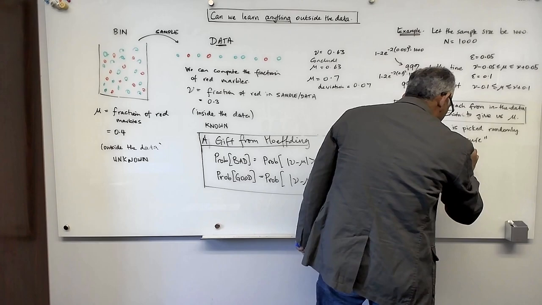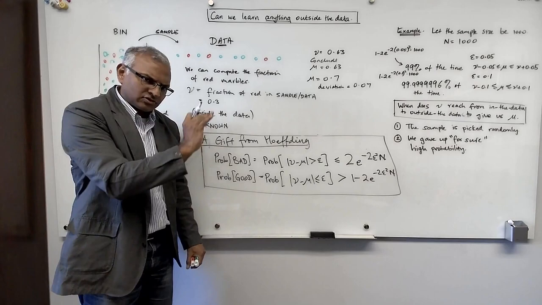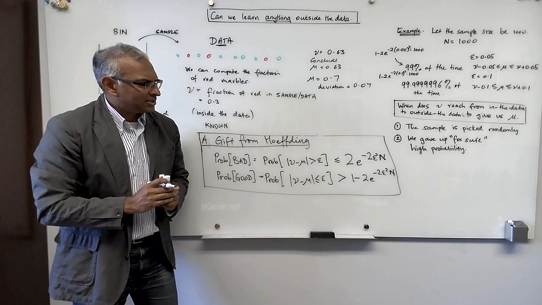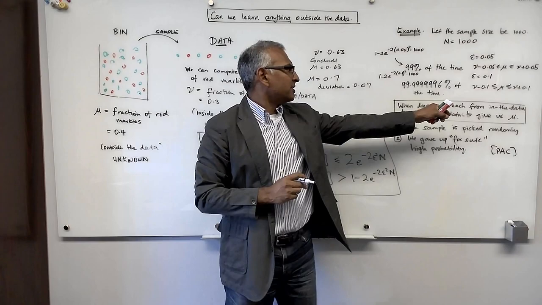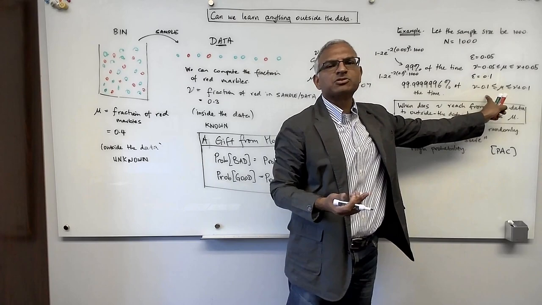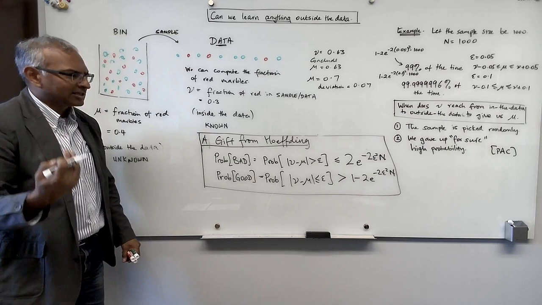So you can only reach from inside the data to outside the data, in this specific example. Never for sure, but with high probability. Sometimes we say this is a probably approximately correct model, PAC. So it's probably approximately correct to say that nu is mu. Probably, because it's with high probability, and approximately, because you have to have this epsilon. You cannot set epsilon to zero. So you're with high probability, approximately correct. So we gave up the for sure.